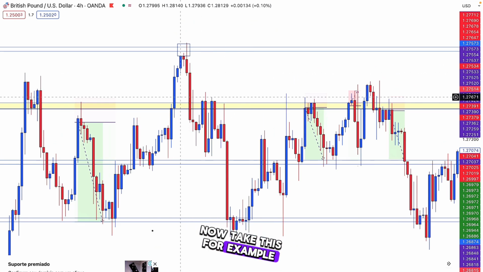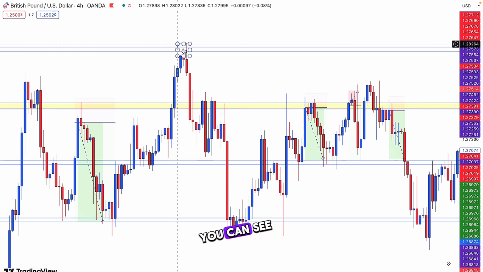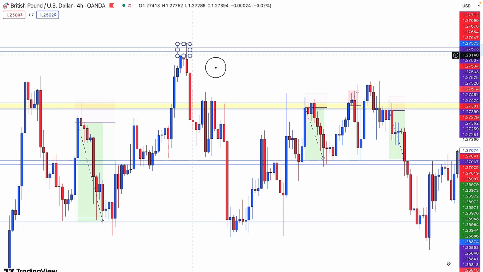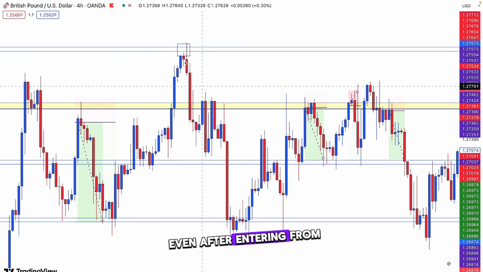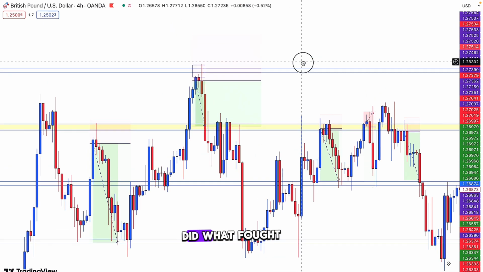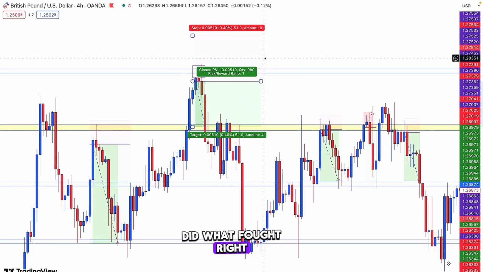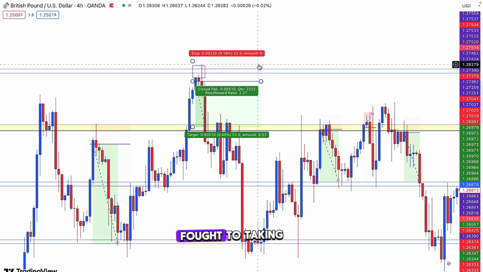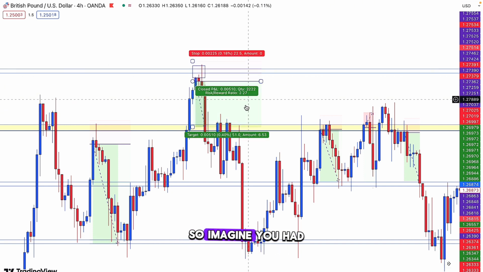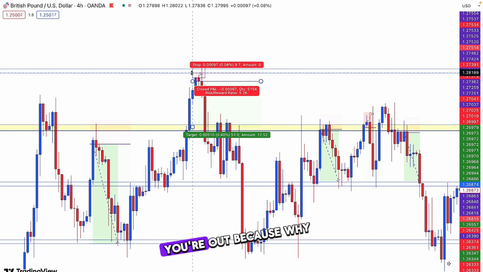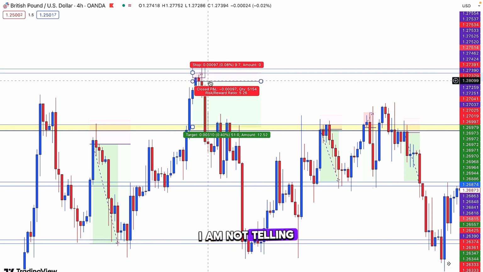Now, take this for example again. You can see this guy right here. Even after entering from the CSP right there, you can see that the market fought. Right? You can see that the market fought to take in your stop loss. So imagine you had a 10 pip stop loss. Can you see what happened? You're out. Because why? I am not telling you that 10 pips is not a good stop loss.